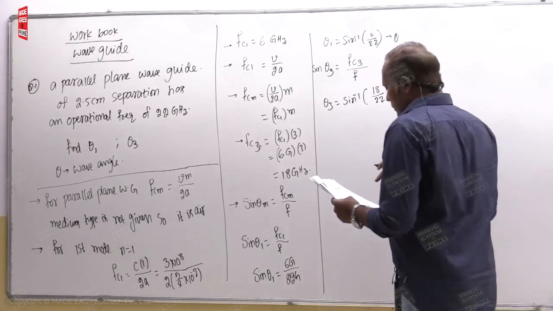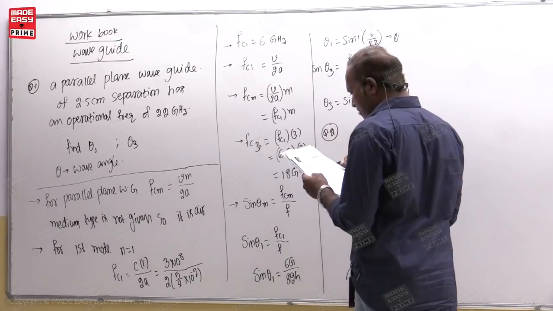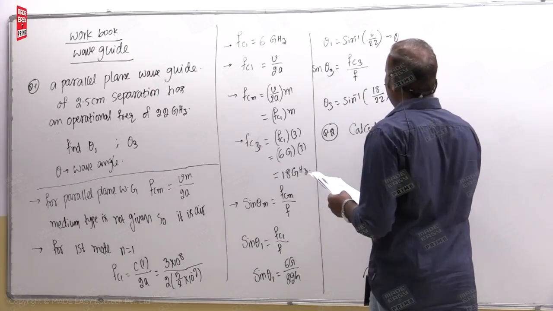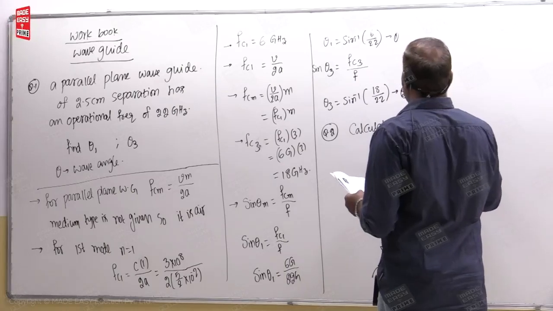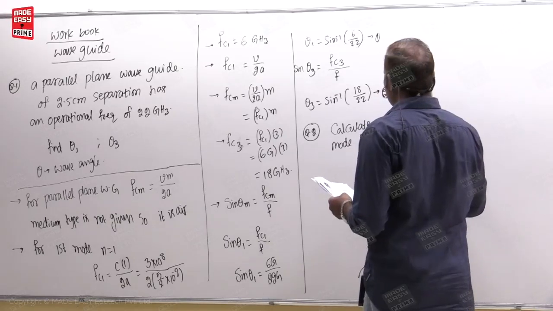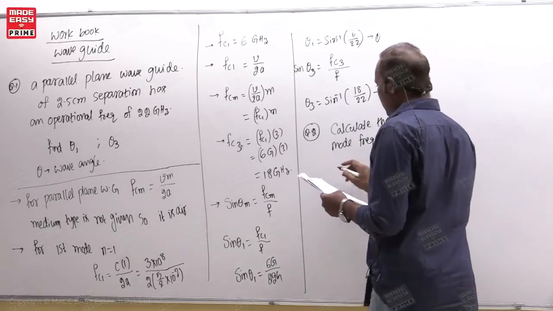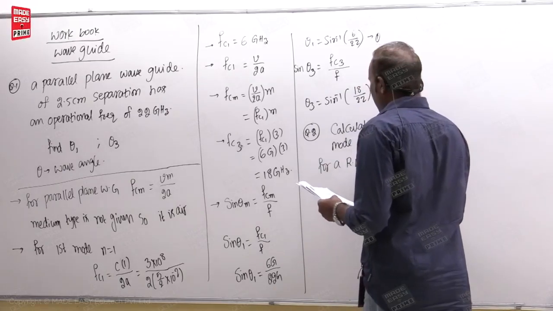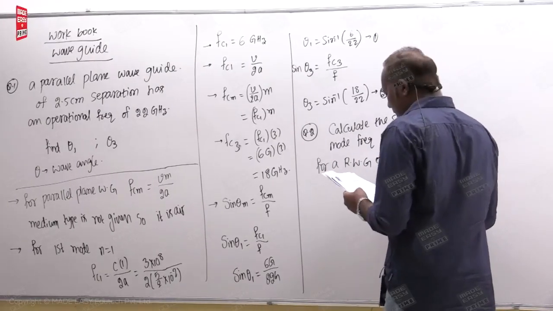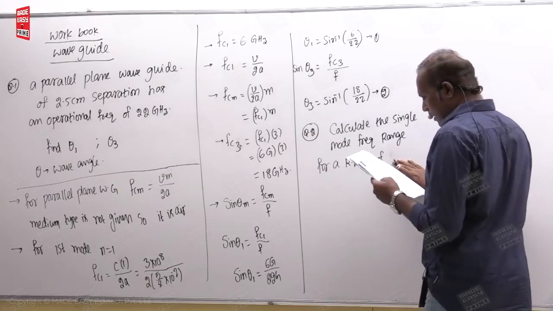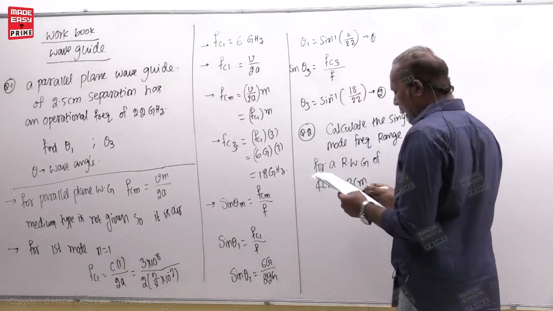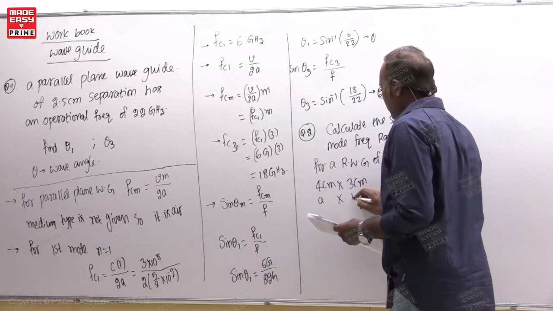Next, second one: calculate the single mode frequency range. Calculate the single mode frequency range for a rectangular waveguide of 3 by 4 centimeter, that means 4 by 3, 4 centimeter by 3 centimeter. That is the meaning actually. This is A, this is B.